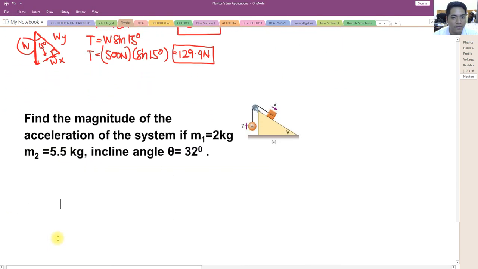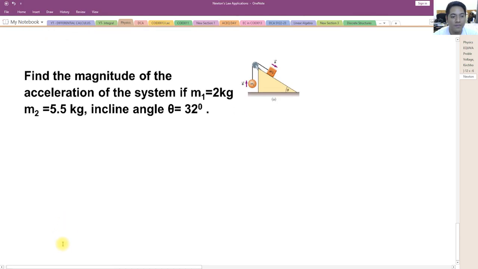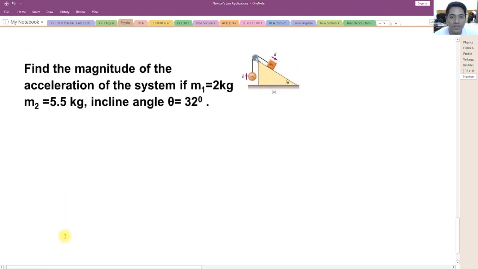Find the magnitude of the acceleration of the system if m1 equals 2 kilograms and m2 is equal to 5.5 kilograms. The inclined angle is 32 degrees. Okay. We know that since they are connected with a cable, the acceleration of mass 1 is the same as the acceleration of mass 2. But first, we need to draw the free body diagram, the FBD.